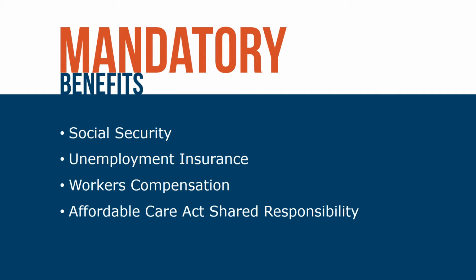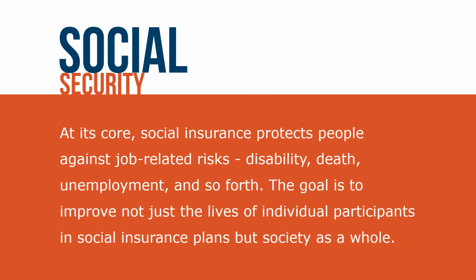Mandatory benefits in the United States include Social Security, workers' compensation, unemployment compensation, and family and medical leave. Additionally, beginning in 2015, employers will be responsible for the Employer Shared Responsibility provision of the Affordable Care Act. At its core, social insurance protects employees against job-related risks, disability, death, unemployment, and so forth.